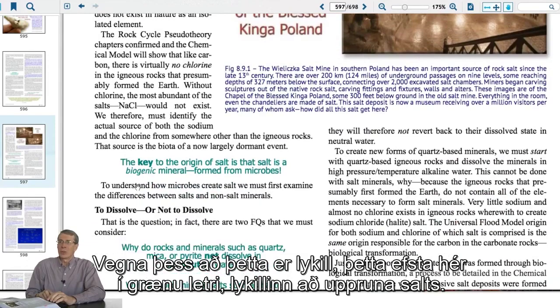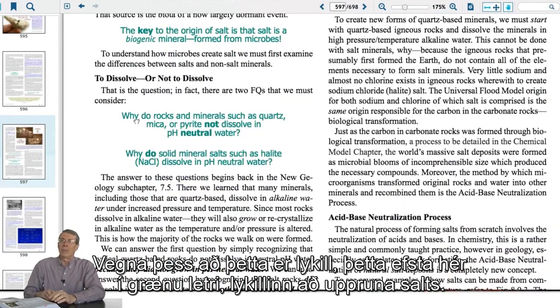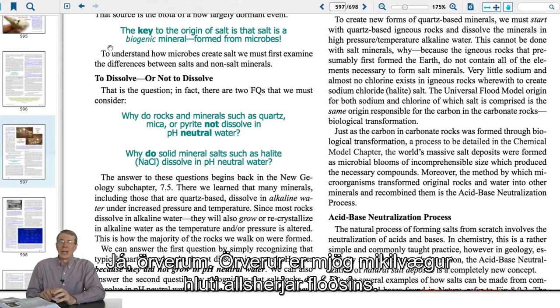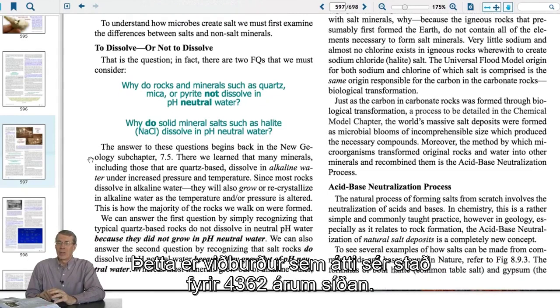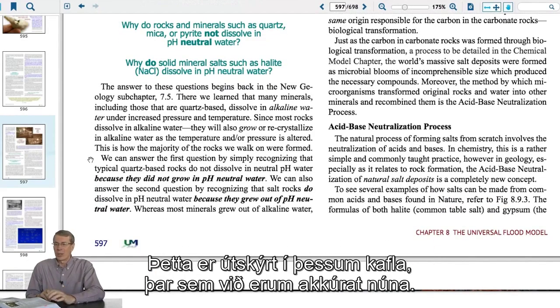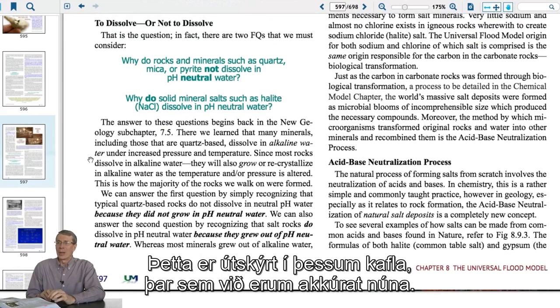Because this is really a key right here at the top, in the green letters, the key to the origin of salt. It's really simple. Salt is a biogenic mineral. This means it formed from microbes. Yes, microbes. Microbes are a really important part of the universal flood. This was an event that took place 4,362 years ago. This is explained in this chapter we're working on.